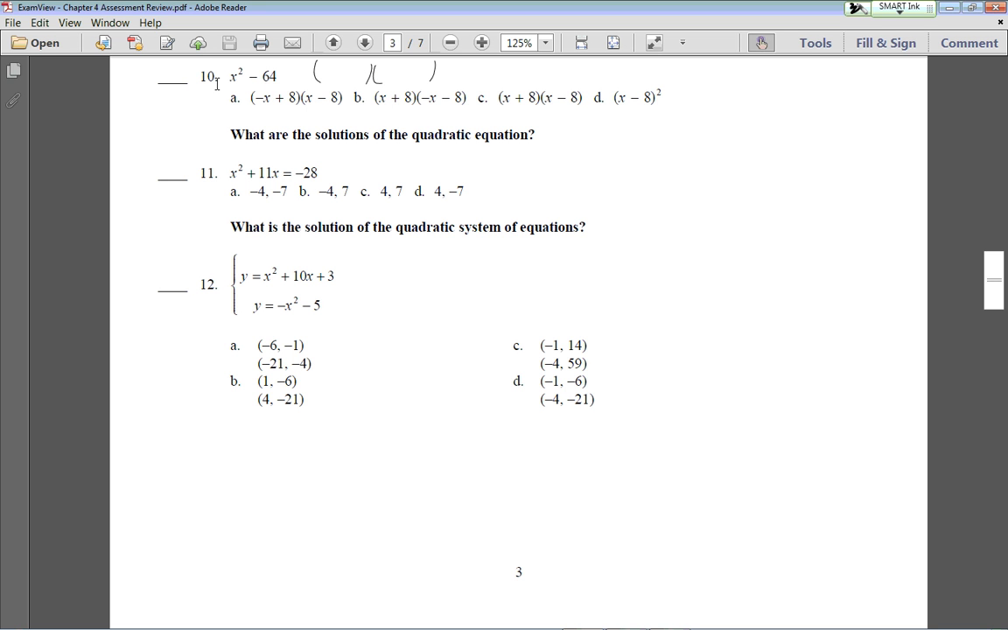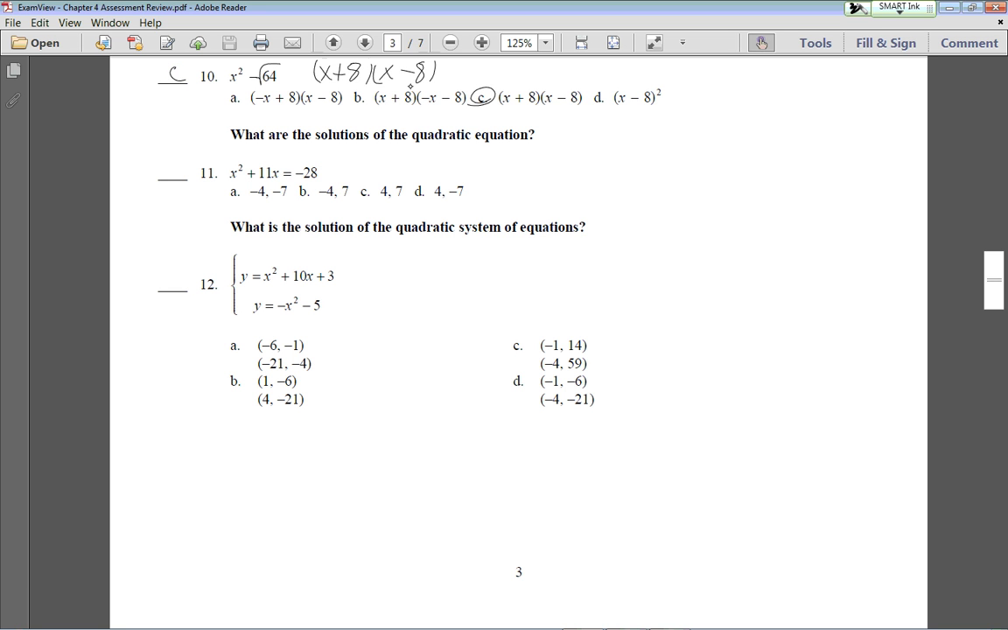Since this has a coefficient of 1, this is going to be x and x. Since we have no middle term, we have 1 plus and 1 minus. And again, since we have no middle term, the number here is going to be the exact same as the number here. And where you get that number from is the square root of 64. The square root of 64 is 8. So this is x plus 8 times x minus 8, which is letter C.